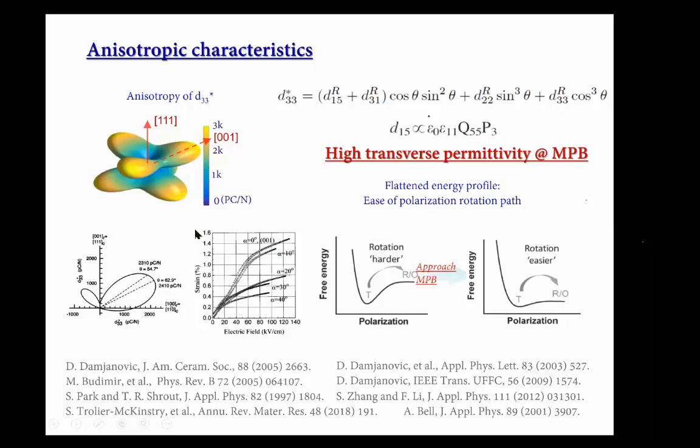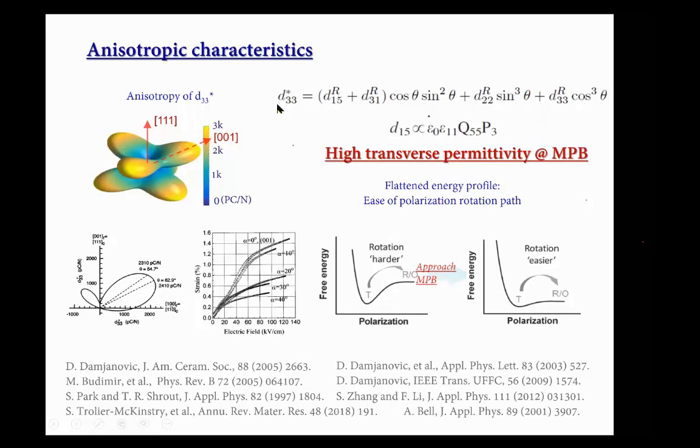This phenomenon can also be confirmed by the electric-field-induced strain. We can see that along the 001 direction, the strain is very high. When we rotate away from the 001 direction, the strain goes down drastically. So how to explain this? From this equation, we see the apparent piezoelectric coefficient in the poly-domain crystal is related to the single-domain piezoelectric coefficients like d15, d33, d22, and d31. In rhombohedral single-domain crystals, d15 is usually about 2000 pC per newton, d31 is around minus 30, d22 is about 500, and d33 is only about 70.